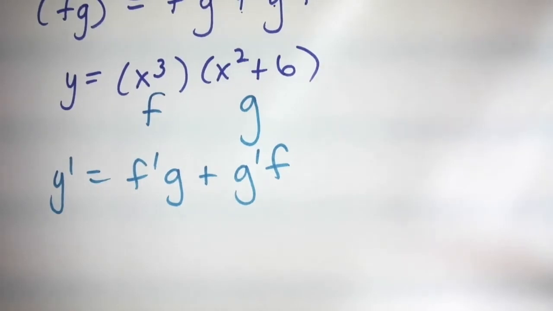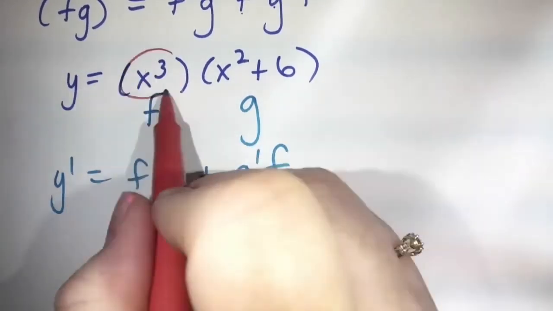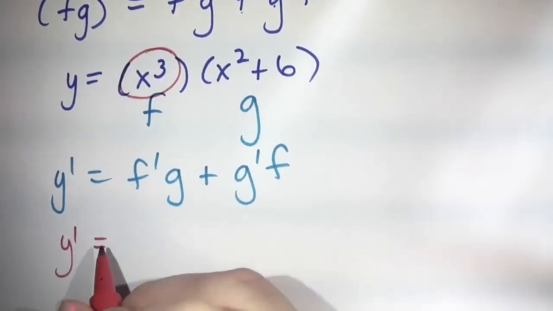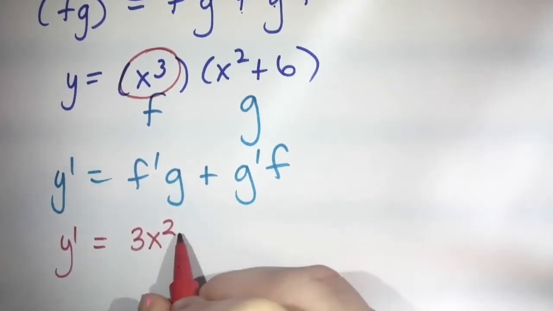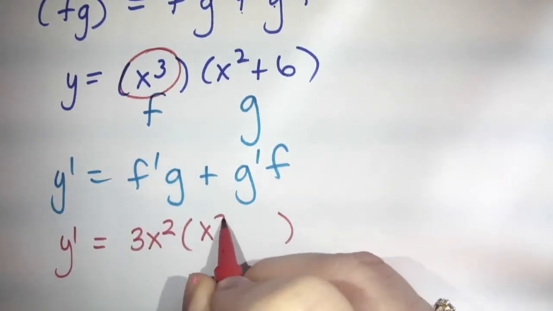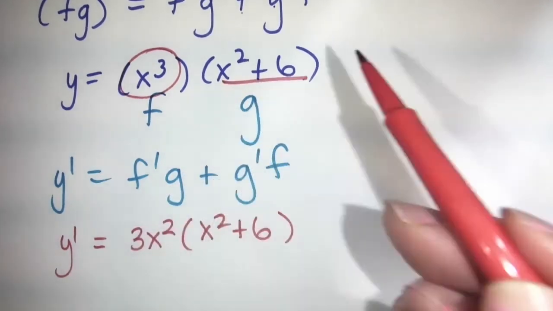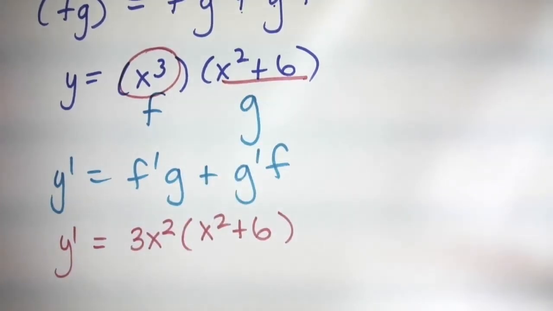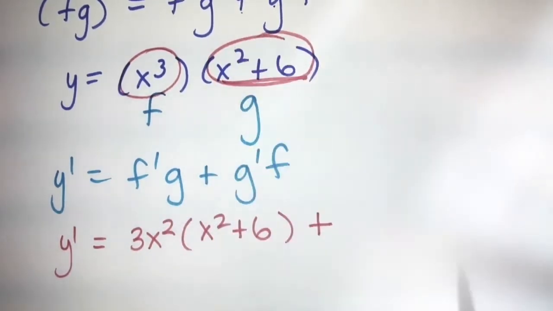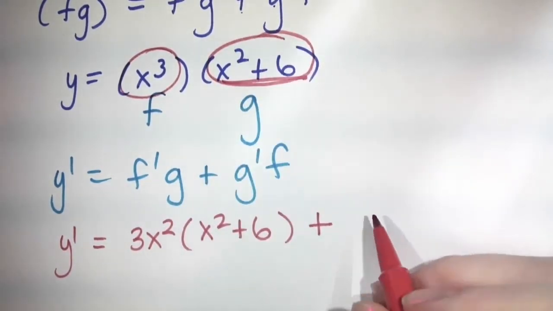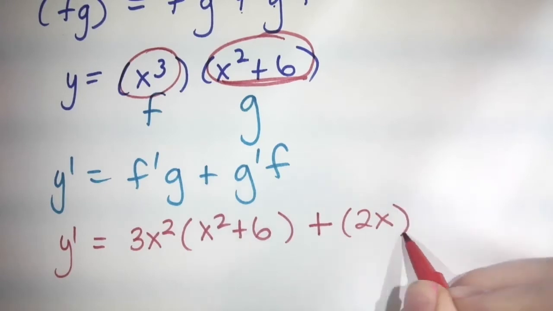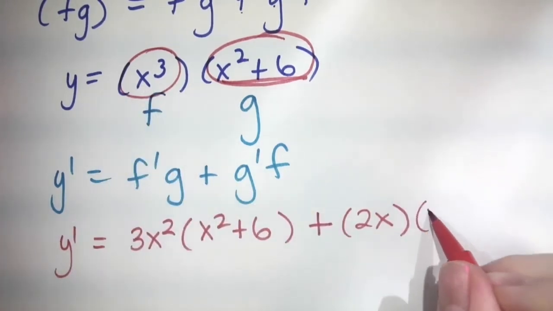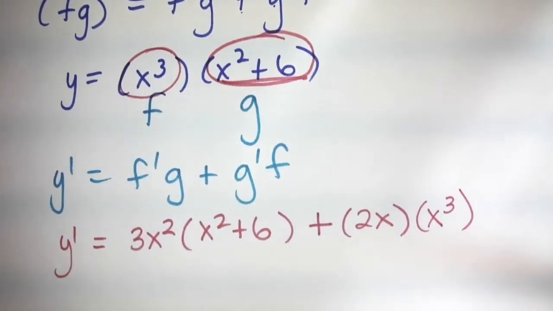So we look at what is the derivative of x cubed, the derivative of the first. Well, the derivative of x cubed would be 3x squared. Then that's times the second, the g left alone. So times x squared plus 6. And then plus sign. And now we do the derivative of g, the derivative of x squared plus 6, which would be 2x, and then times the first, which is f, which is x cubed.